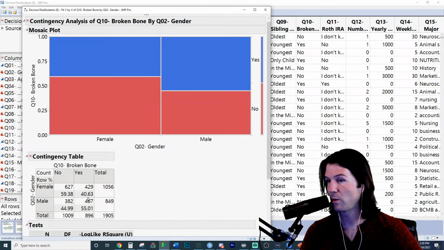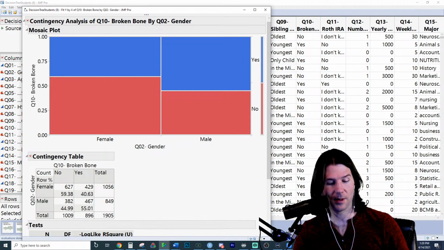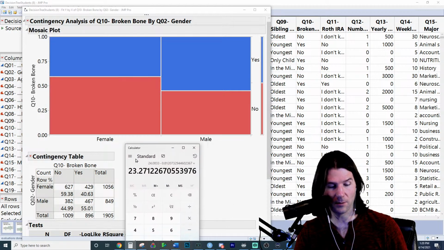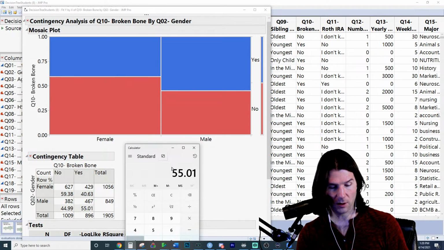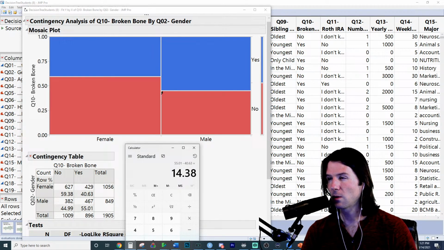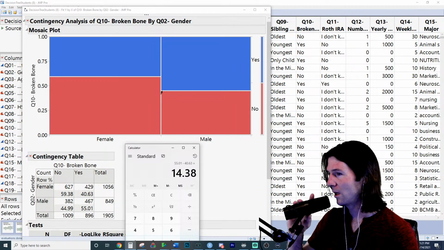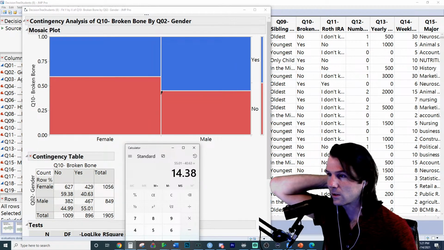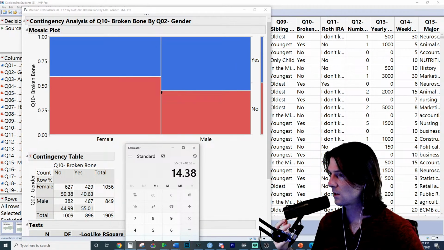Looking at this, we see a difference between males and females in the probability of breaking a bone of about 14.4%. I think it's 14.38 if you subtract these. Might not be a bad idea to subtract those numbers. We're just taking the difference: 55.01 minus 40.63 is 14.38. That's the difference, where males have a 14.38% higher chance than females to break a bone. So it looks to me like there's some sort of association, with males being slightly more likely to break bones than females. Does that make sense, Mandy, how I've analyzed this?